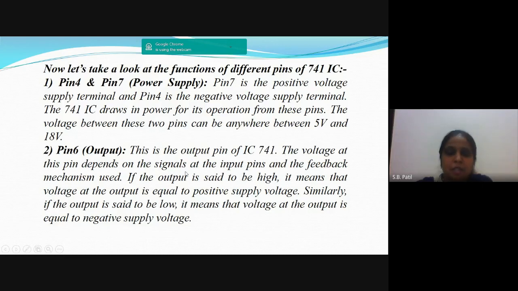The output depends upon the signal applied to the input pin and the feedback mechanism used. If the output is high, it means the voltage at the output is equal to the positive supply voltage. Similarly, if the output is low, it means the voltage at the output is equal to the negative supply voltage.